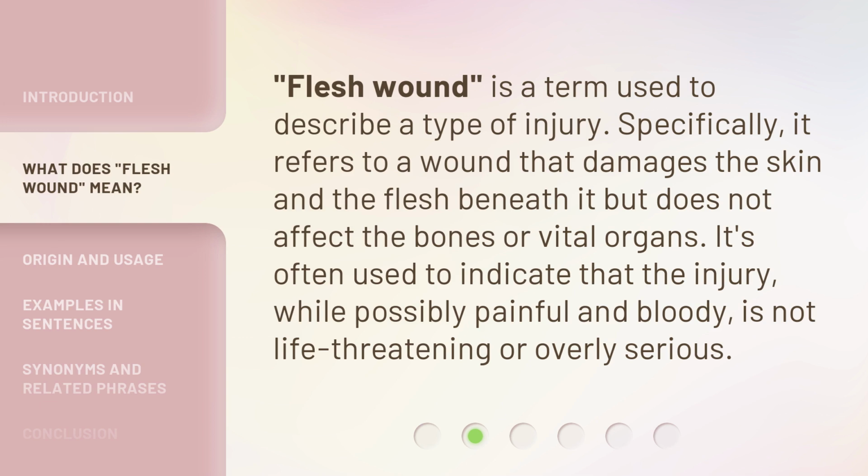Flesh wound is a term used to describe a type of injury. Specifically, it refers to a wound that damages the skin and the flesh beneath it but does not affect the bones or vital organs. It's often used to indicate that the injury, while possibly painful and bloody, is not life-threatening or overly serious.